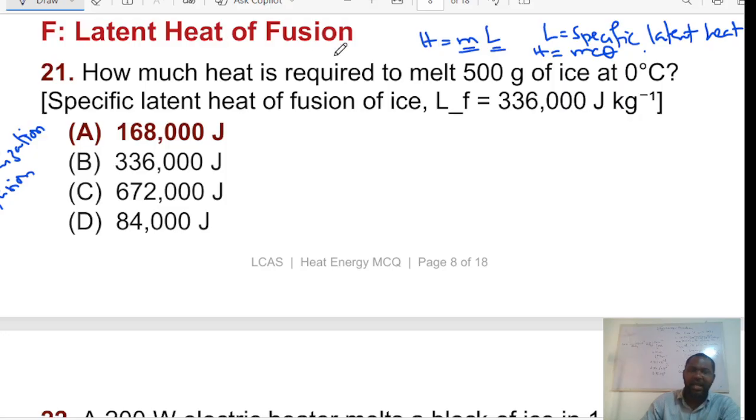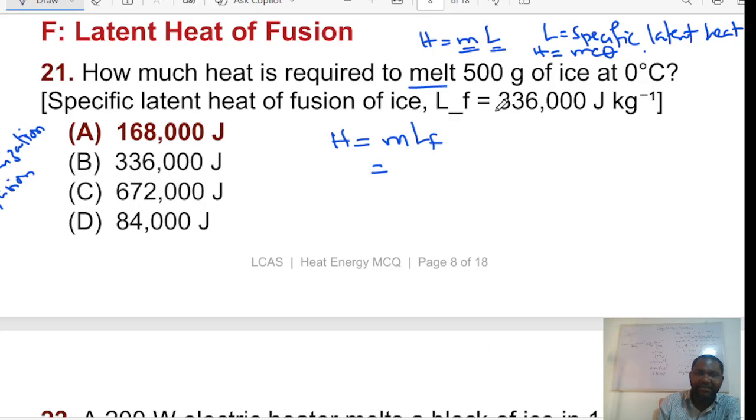This one says, how much heat is required to melt 500 grams of ice at 0 degrees Celsius? We are given the specific latent heat of fusion of ice. If you notice the word melt, that means there is a phase change. Statements like melt, freeze, vaporize, condense are phase changes. In that case the heat involved is simply ml, or mL_f since this is the specific latent heat of fusion.